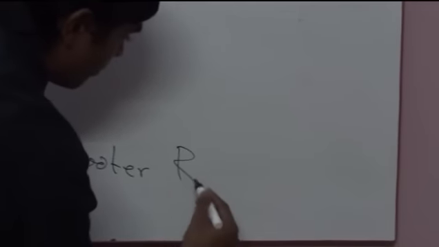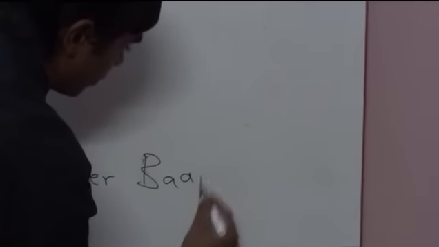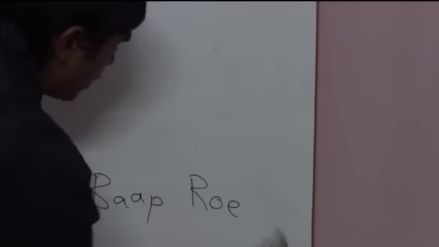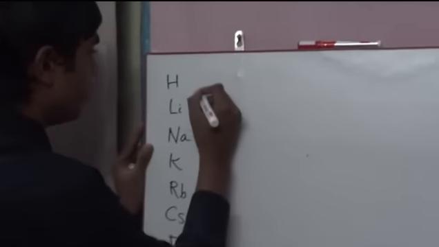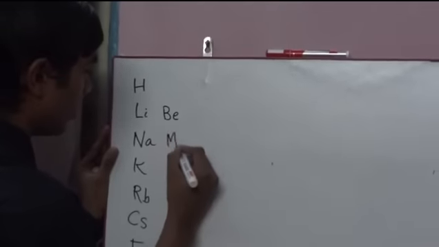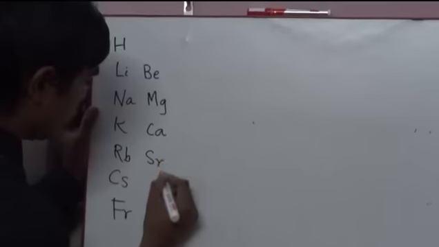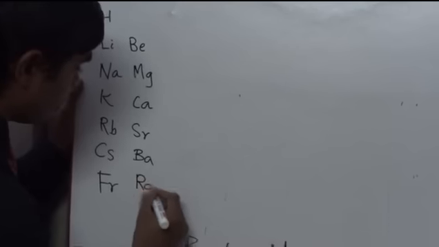And coming to group 2, we will use Hindi lyrics: Beta Mange Car Scooter Bap Roe. Funny, right? So Beta stands for beryllium. Beta Mange Car Scooter Bap Roe: beryllium, magnesium, calcium, strontium, barium, radium.